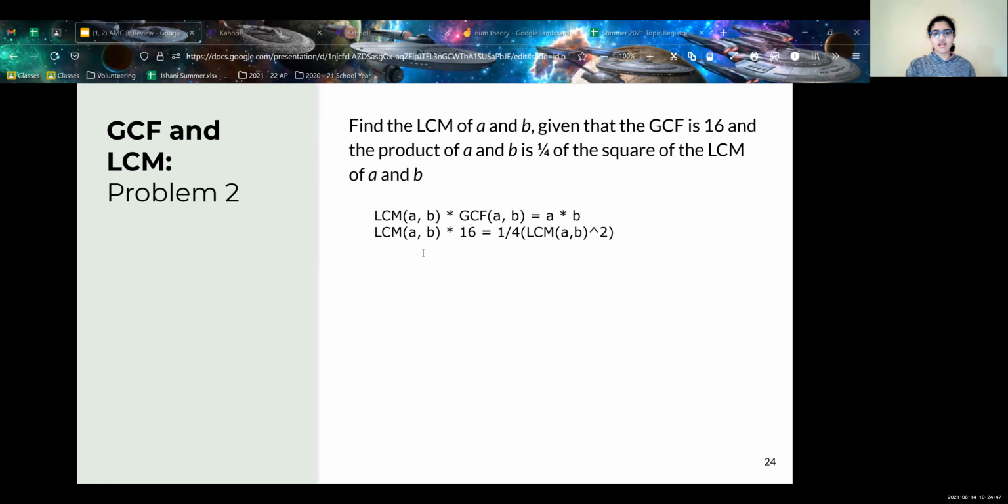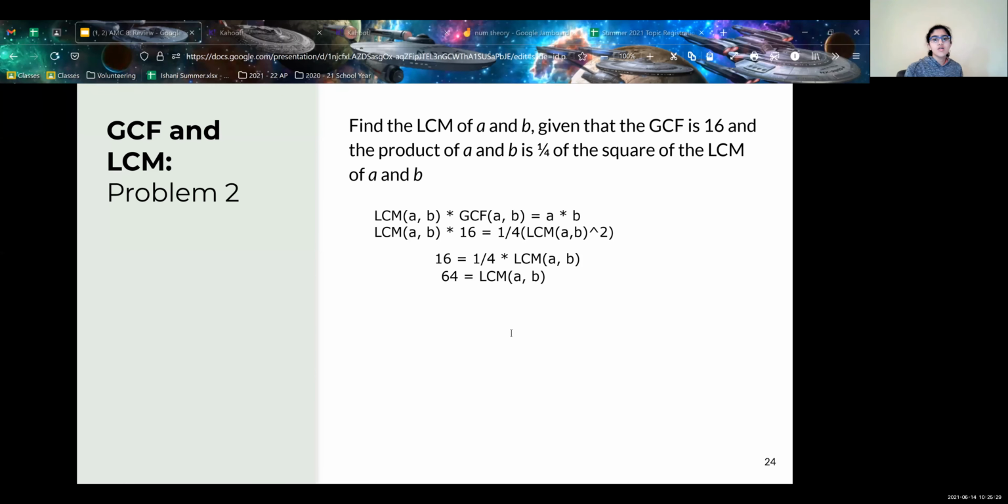So let me just write this up. You would substitute x for LCM of A and B, or you don't have to substitute even. If you divide both sides by LCM of A and B, you get 16 is equal to 1/4 times LCM of A and B, right? And then you'd multiply both sides by 4, so you can cancel out that 1/4. And then you get 64 is the LCM of A and B. Doesn't it say it's of the square of the LCM of A and B? Right.